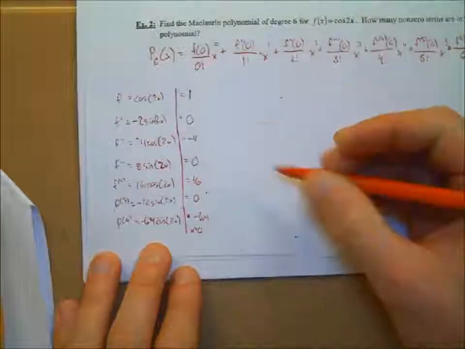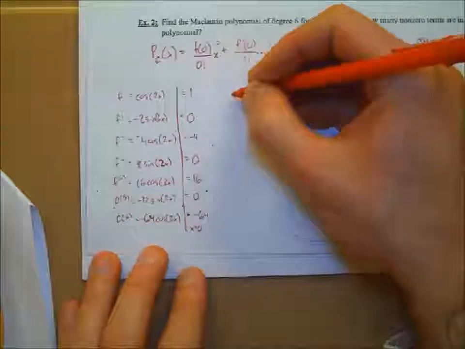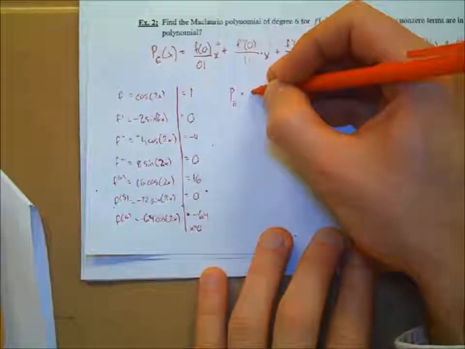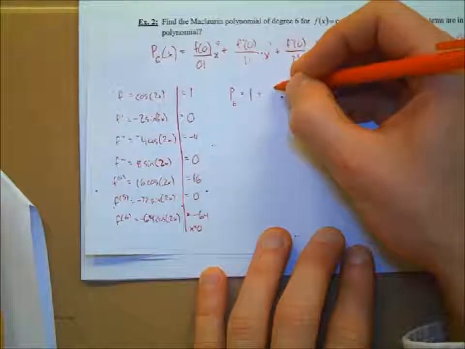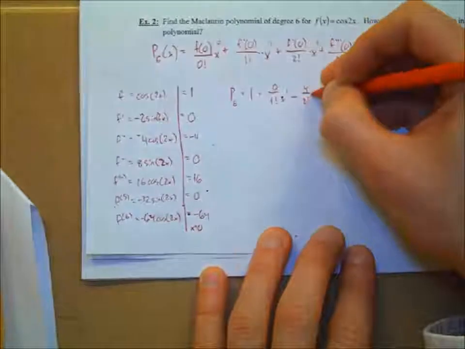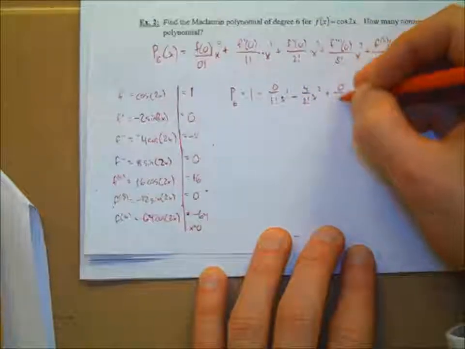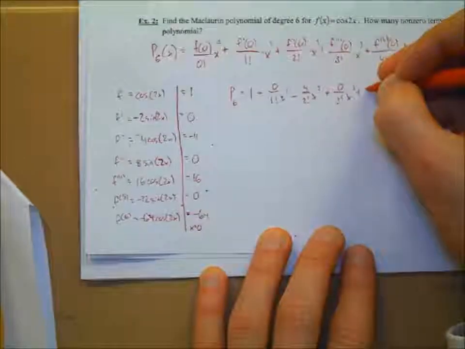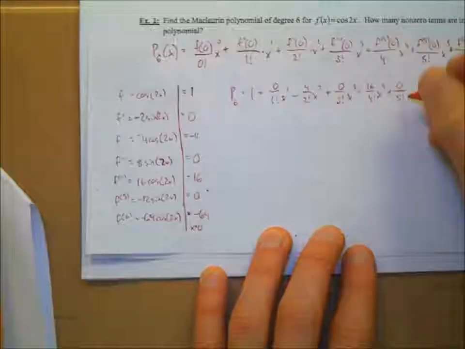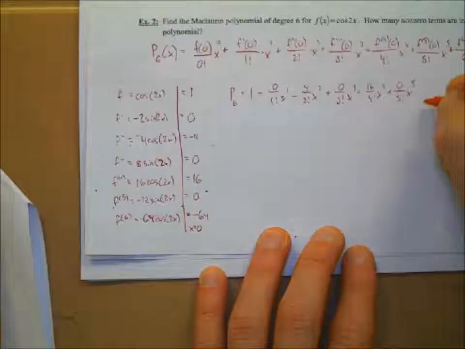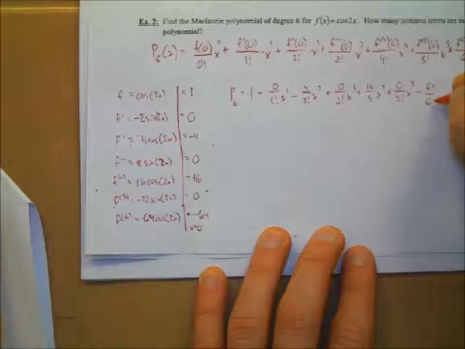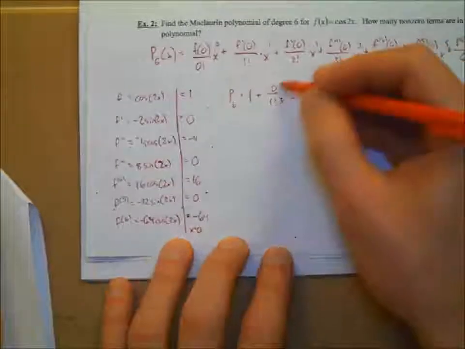Okay, so now if you want to do this, feel free, but you can also just hold off and wait until I write this. But I'm going to write it out legitimately. So 1 plus 0 over 1 factorial x to the 1, minus 4 over 2 factorial x to the 2, plus 0 over 3 factorial x to the 3, plus 16 over 4 factorial x to the 4, plus 0 over 5 factorial x to the 5th. I'm essentially substituting in the pieces that we just found into our polynomial here. Minus 64 over 6 factorial x to the 6th. But then we have all these 0 terms that go bye-bye.